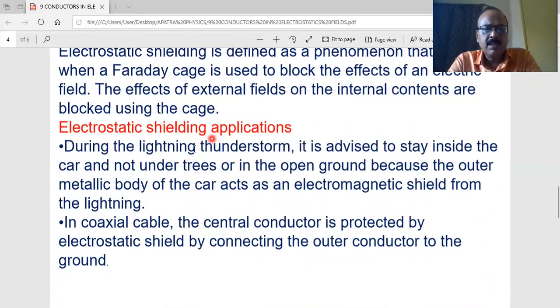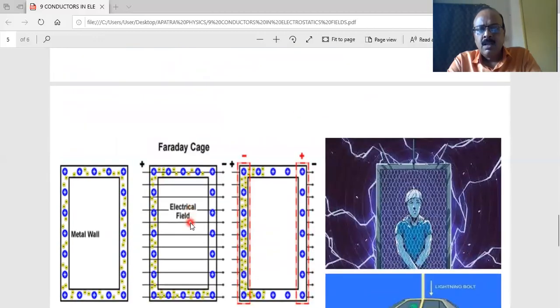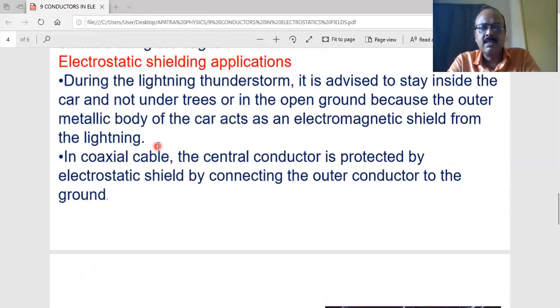Electrostatic shielding applications. During lightning in a thunderstorm, it is advised to stay inside the car, not under trees or in the open ground, because the outer metallic body of the car acts as an electrostatic shield from the lightning. In coaxial cables, which you can observe in your TV cable line, the central conductor is protected by electrostatic shielding by connecting the outer conductor to the ground.